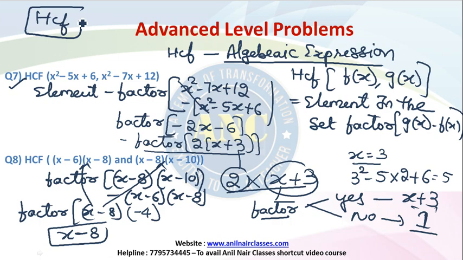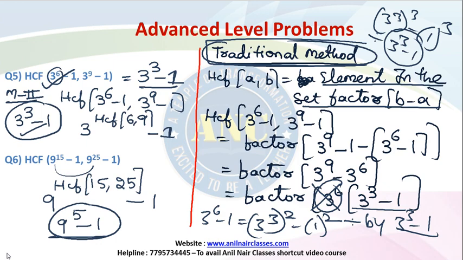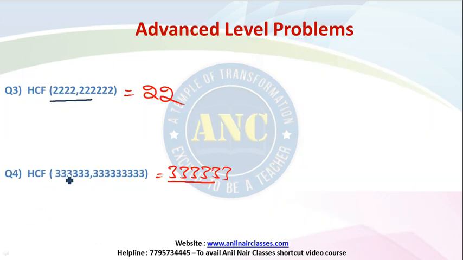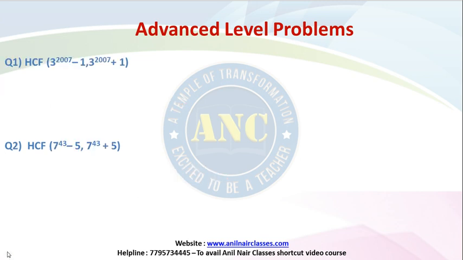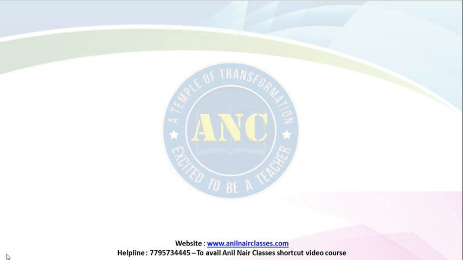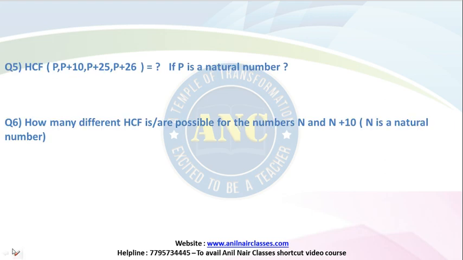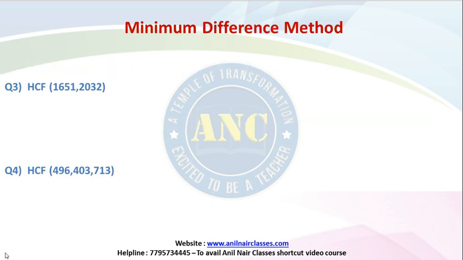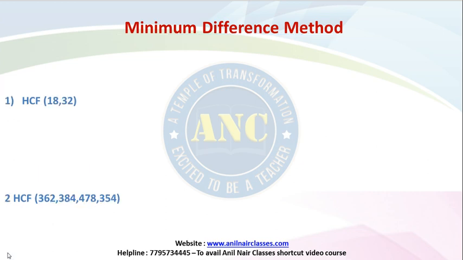Idea is clear, right? So we have done HCF for algebraic expression. We have done HCF for powers. We have done HCF for repetition of the numbers. We have done HCF when a numeric variable is given. We have done how many different HCFs are possible. We have done HCF by using minimum difference concept, when 2 numbers, 3 numbers, any number is given.